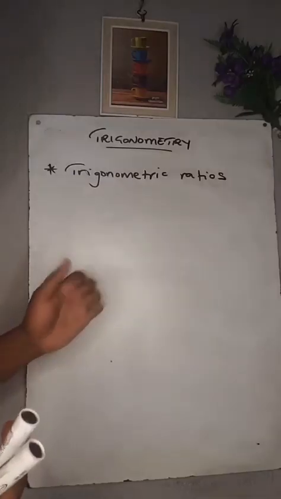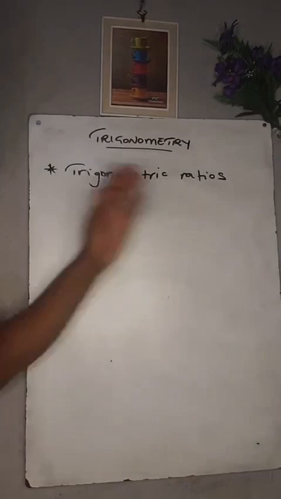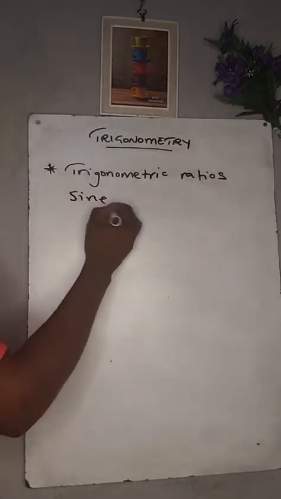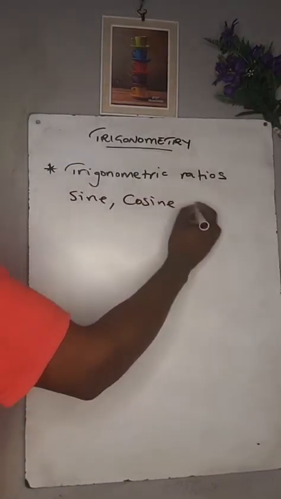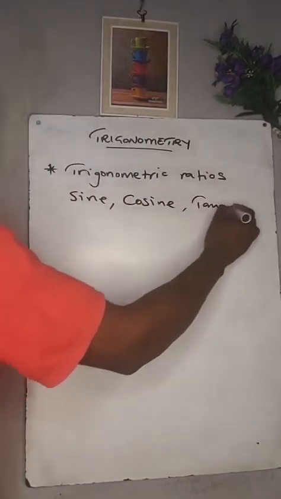The first thing that we're going to look at are the trigonometrical ratios. There are three most important trigonometrical ratios, especially at the grade level that I'm looking at. We are talking about the sine, the cosine, and the tangent. These are the three important trigonometrical ratios that we are going to look at.